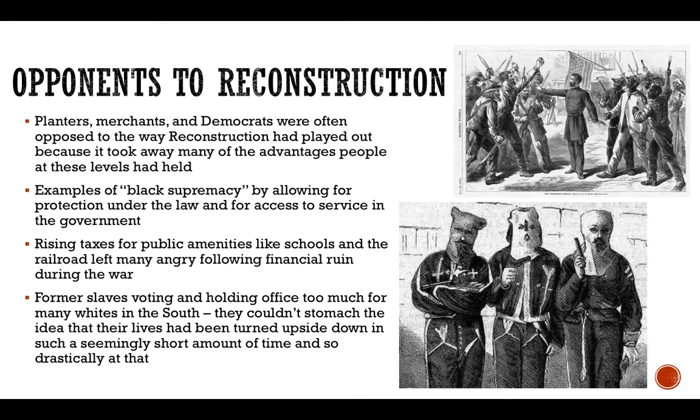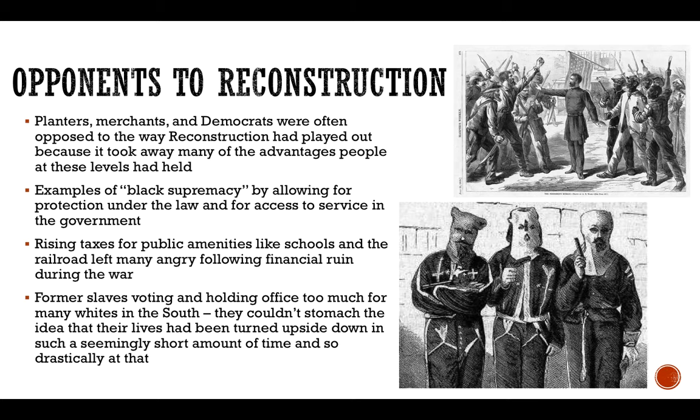There were rising taxes for public amenities like schools and the railroad that left many people angry following financial ruin during the war. So many land parcels had been destroyed. There were lots of infrastructure issues following the war that all needed to be fixed. And the expansion of the school system to African Americans also took money. So having to pay taxes to create these things created a lot of resentment.